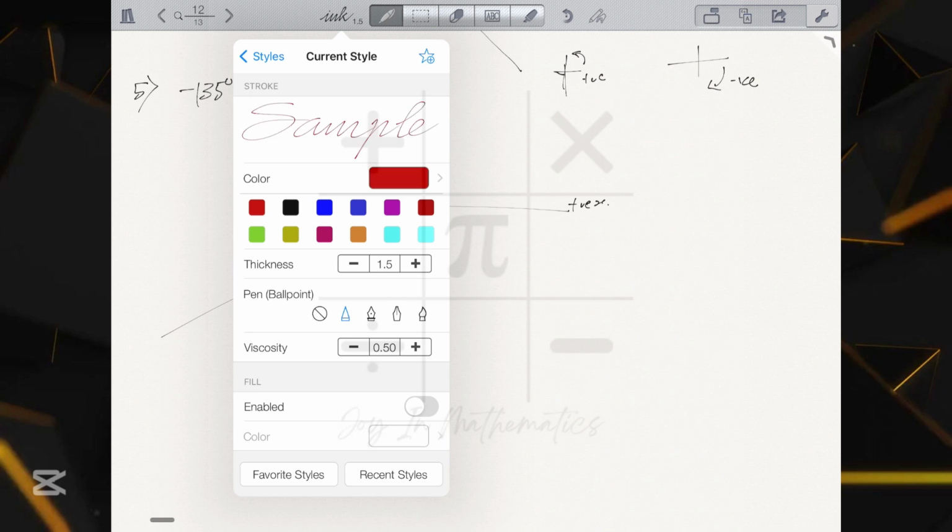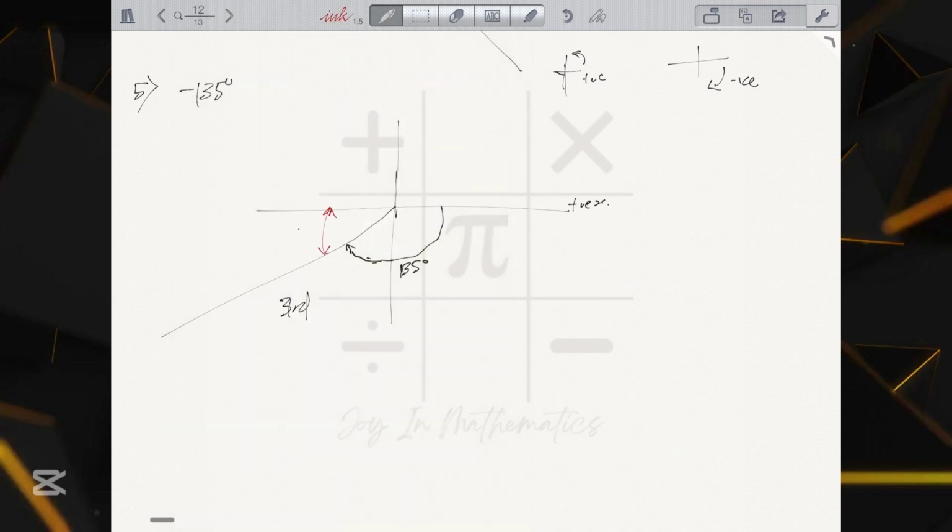The question now is, what is the related acute angle, which is x? We can simply say that the sum of angles on a straight line is 180 degrees. So x plus 135 degrees is equal to 180 degrees. Therefore our x is equal to 180 degrees minus 135 degrees, which is 45 degrees. So the related acute angle in this case is 45 degrees, but this time it is in the third quadrant.